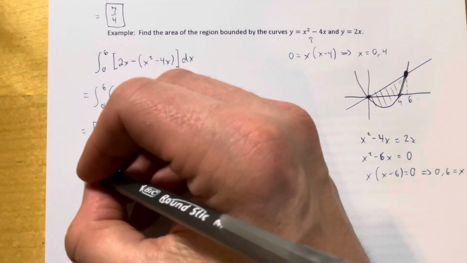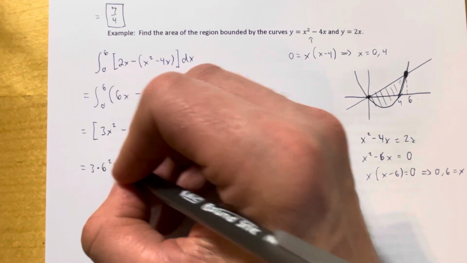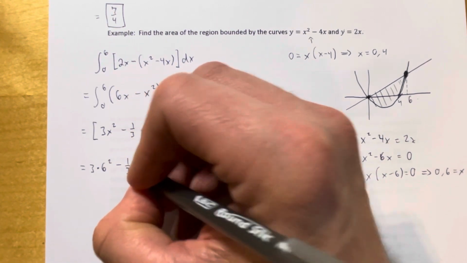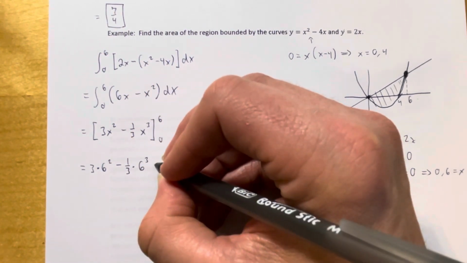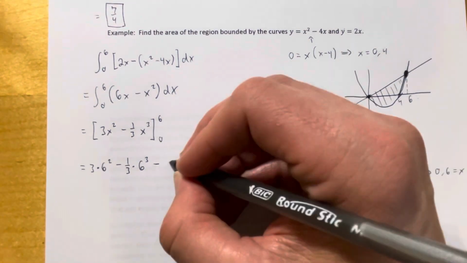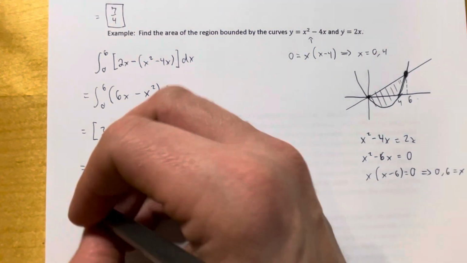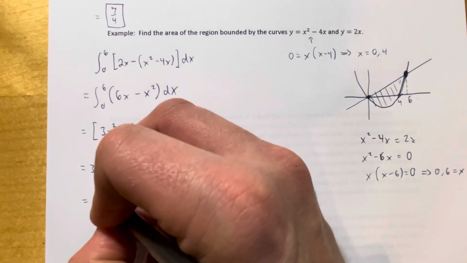Plugging a 6 in, I'm going to get 3 times 6 squared minus 1/3 times 6 cubed, minus, notice again, if I plug a 0 in, everything goes to 0. So that's convenient. There's nothing really to work out there. Just do the arithmetic here. This is going to come out to 36.